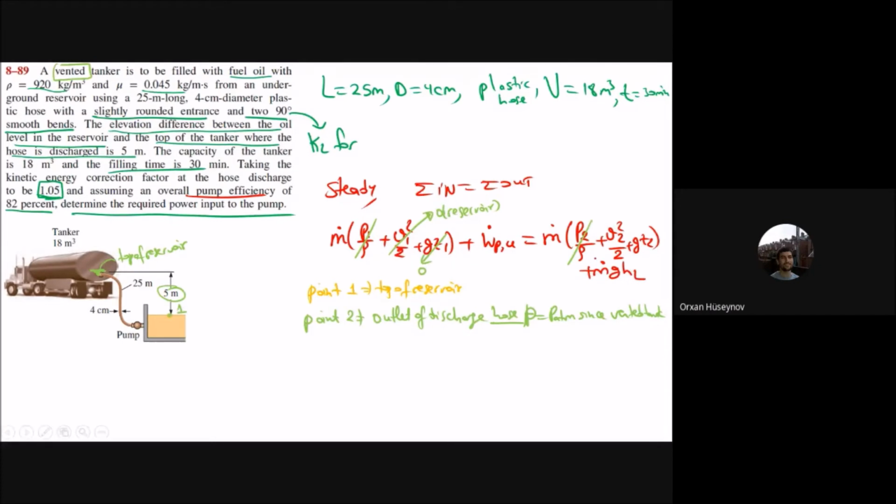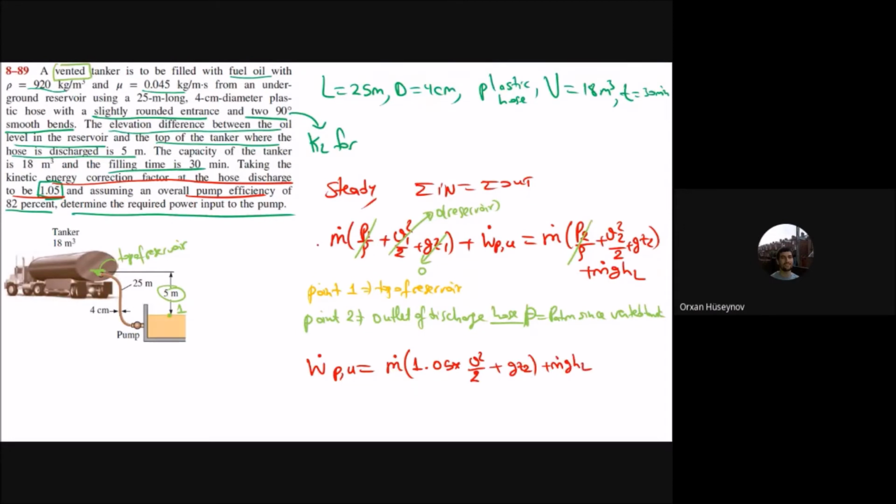Now the question itself says to take the kinetic energy correction factor at the hose discharge to be 1.05. So let me write the equation again and include the kinetic energy correction factor. It means that you should not write this as V squared by 2, but as 1.05 multiplied by V squared by 2. You should take a correction factor in front of the kinetic energy, and it is 1.05. And then plus gZ2, and then plus m dot g hL. Now everything will be okay.